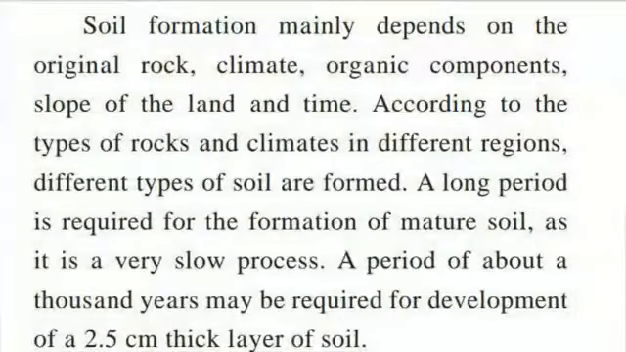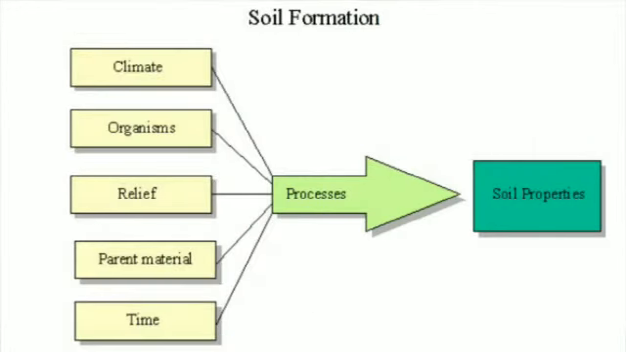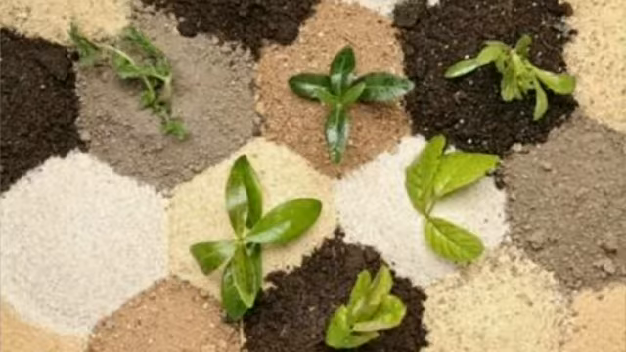Soil formation mainly depends on the original rock, climate, organic components, slope of the land and time. Yes, these are some of the points by which soil can be formed. It mostly depends on climate, organisms, relief or parent material, and time also. According to the types of rocks and climate in different regions, different types of soils are formed.